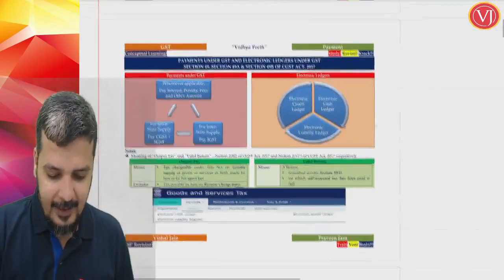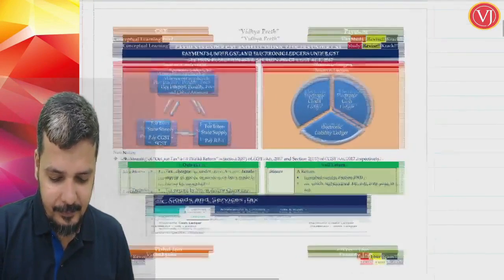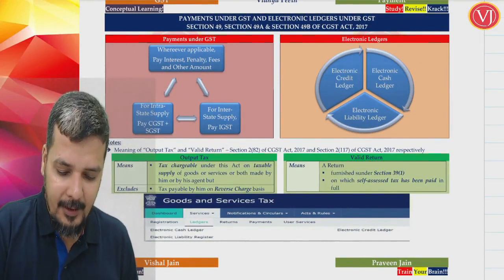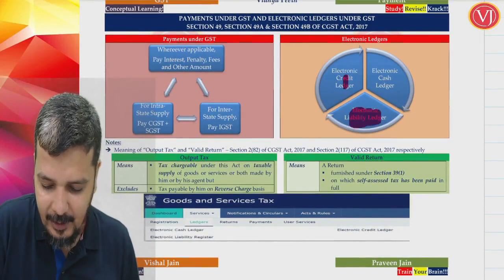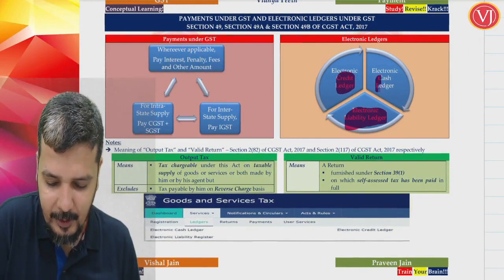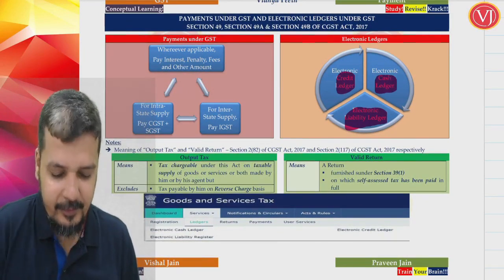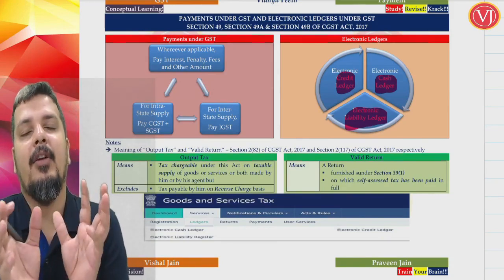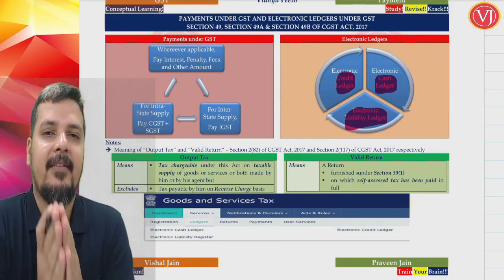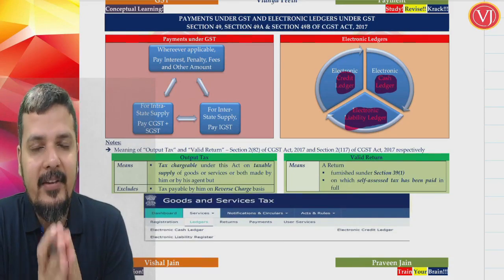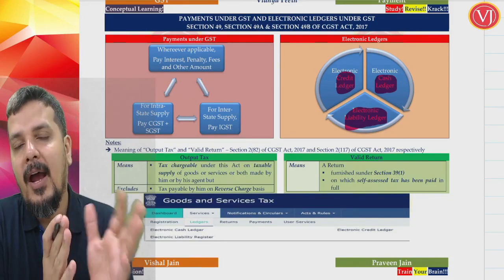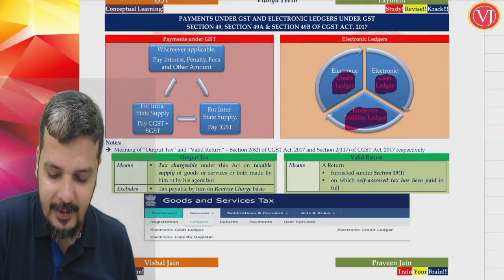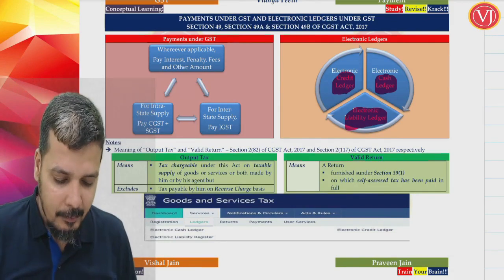Now, as we have understood, there are basically three ledgers which you have. One is your electronic liability ledger, another is your electronic credit ledger, another is your electronic cash ledger. So whenever you are talking about your payments, you have to think about all these three ledgers. Please understand that as far as GST is concerned, we have to do maximum work on the portal. So you are focusing on all these three ledgers on the GST portal.